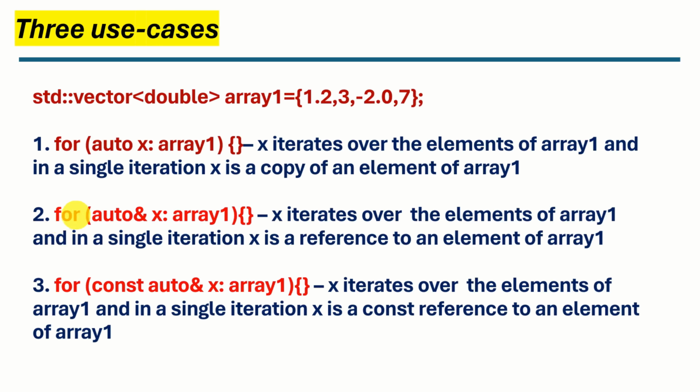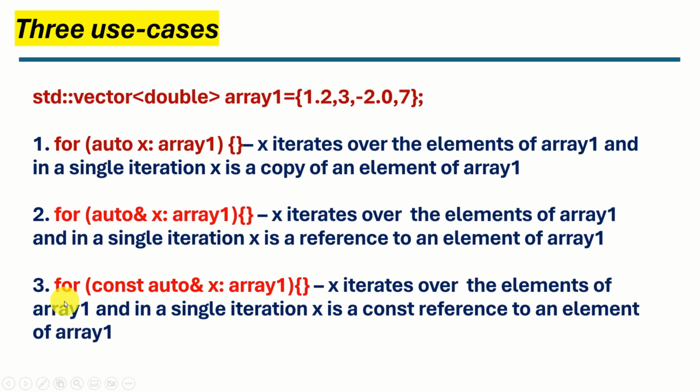Then here's the second use case. We type for, then auto, and then we have this reference symbol, x, array1. Here, similarly to the first case, x iterates over the elements of array1, and in a single iteration, x is a reference to an element of array1. Over here, x will be 1.2, 3, minus 2.0, and 7. However, x will not be a copy. x will actually represent the actual element. This is very important, and the consequences of this will be explained later on.